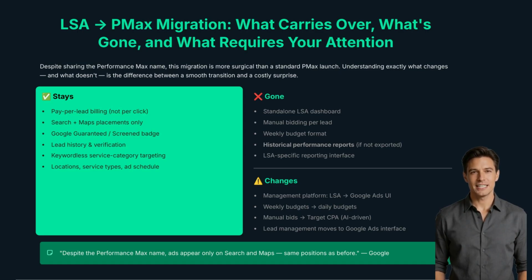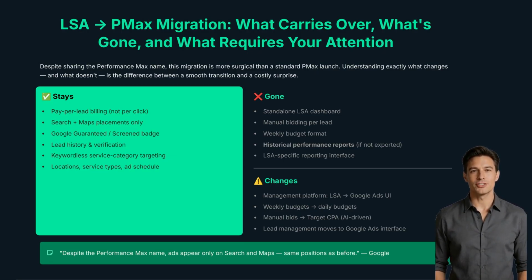Your Google Guaranteed or Google Screened badge carries over. Lead history carries over. Keywordless service category targeting carries over. Here's what's gone. The standalone local services ads dashboard, gone permanently on your migration date. Manual bidding, gone, replaced by automated target CPA optimization. Weekly budget format, gone, replaced by daily budgets. Historical LSA performance reports, gone, unless you export them before migration.